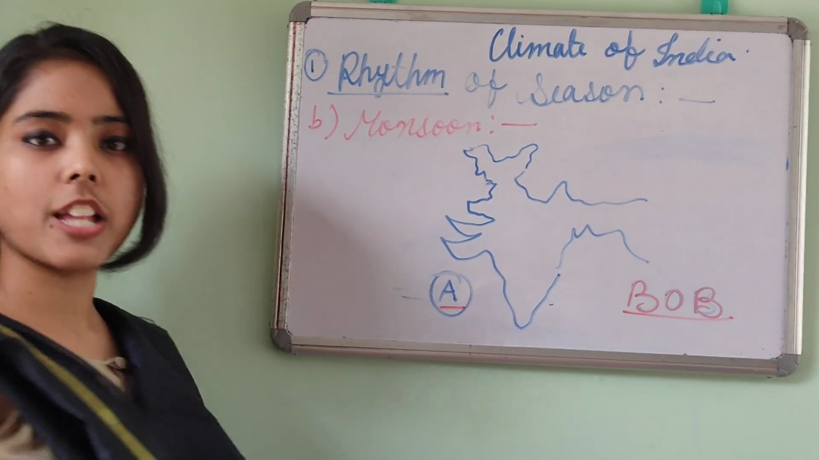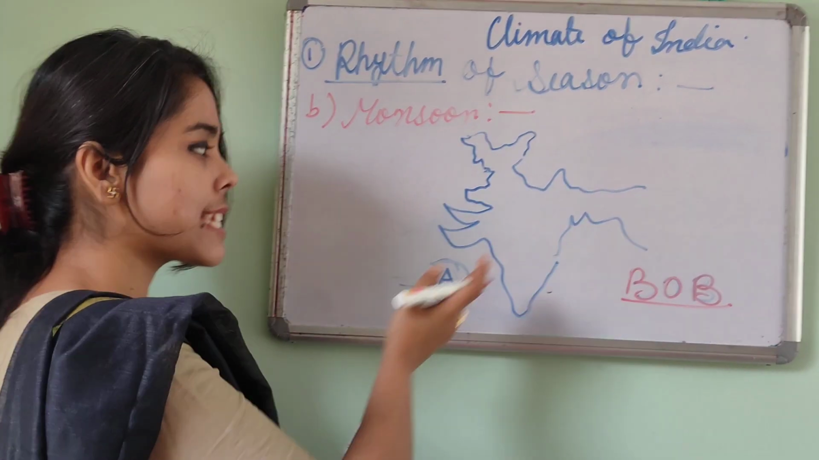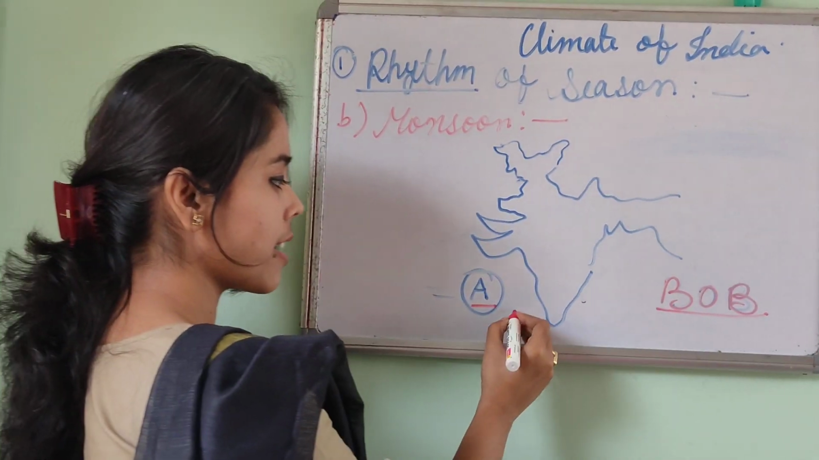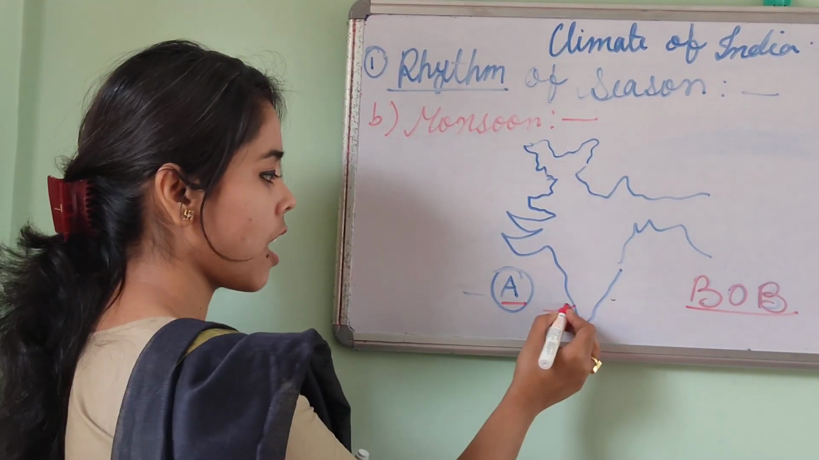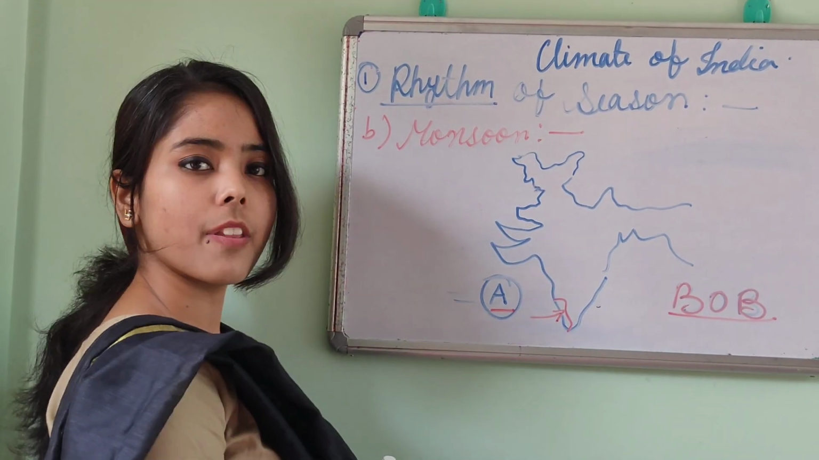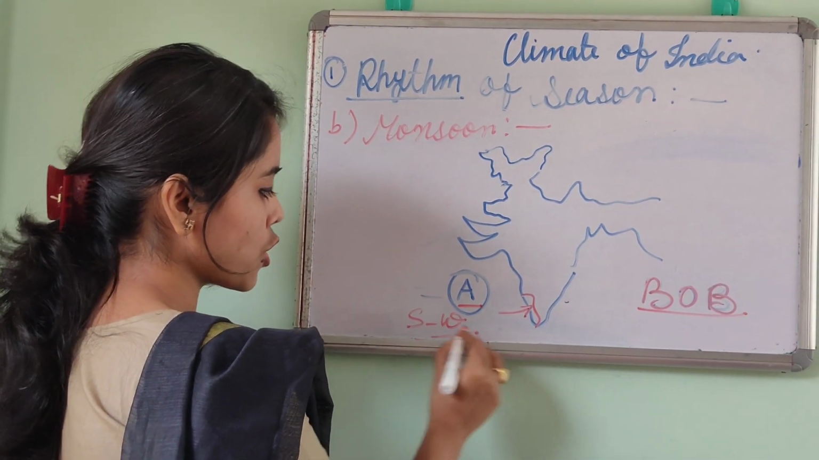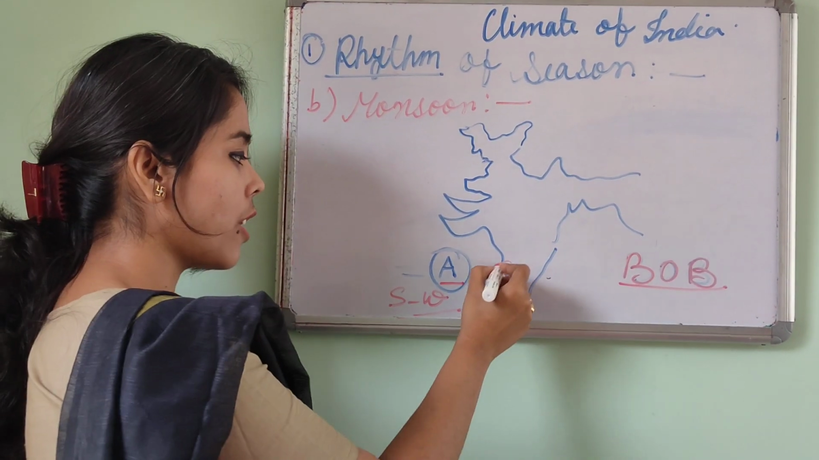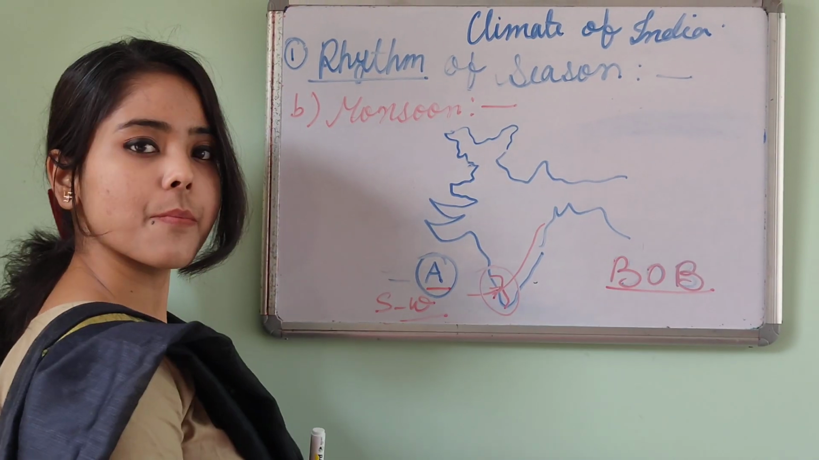From the Arabian Sea branch, generally three branches of wind blow. The first one is considered to arrive in Kerala on 1st June. So the first southwest monsoon will hit Kerala and cause heavy rainfall over here. Then it will move like this.